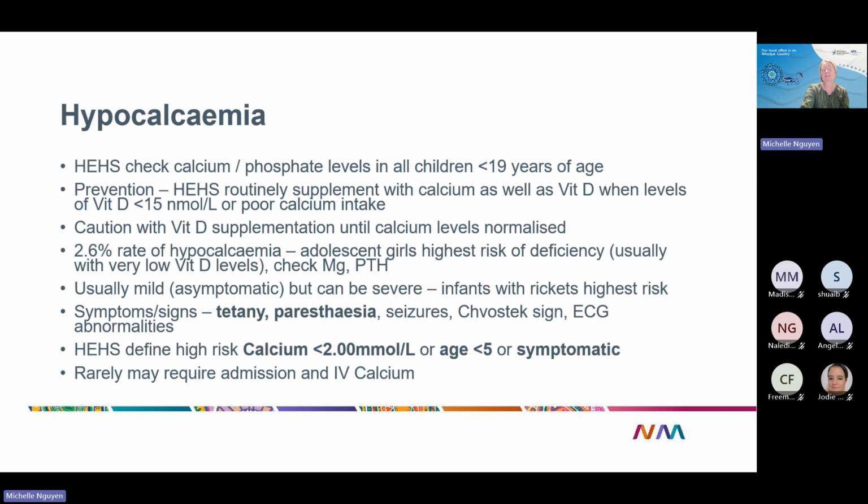We define kids at high risk, the ones that we would generally talk to PCH about, and we came up with this little guideline after discussing with them, would be those that have a calcium level of less than 2, or those that are under 5, because the calcium supplementation that we have is going to be difficult. We have chewable calcium that's going to be hard for younger children, or those that have any symptoms.